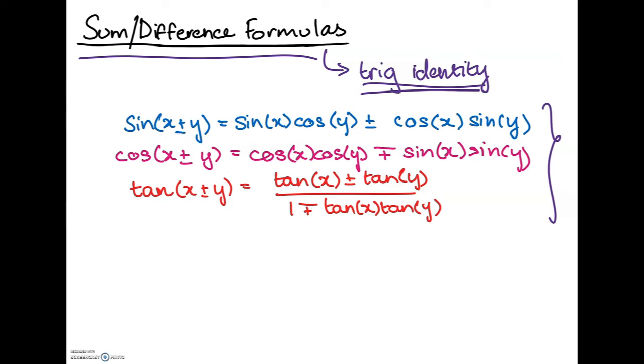So what we're going to do is one problem involving each, so that you get an idea of how the formula works. First of all, let's do our first question. Our first question is going to be sine of 75 degrees.